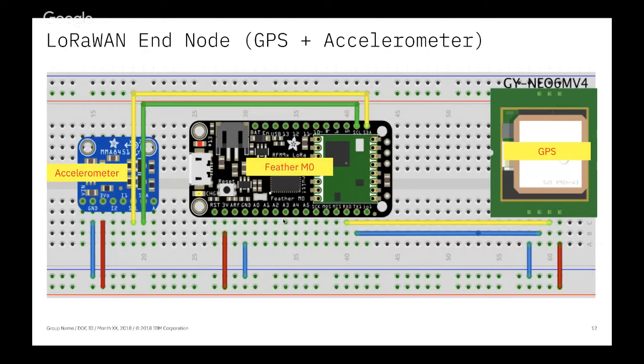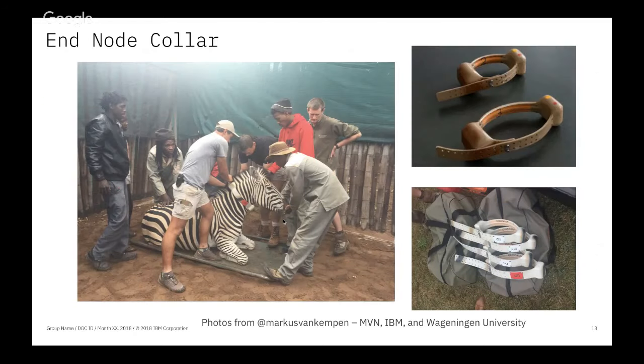After designing a circuit, the hardware will need to be embedded into an enclosure of some sort. This is an example of a set of collars that have been deployed on zebras in South Africa by the Watson IoT team. I believe it was designed and deployed by some students from a university in the Netherlands. I don't want to butcher their name, but I have it listed at the bottom. And also MVN, which I believe is a communications network out in Africa.